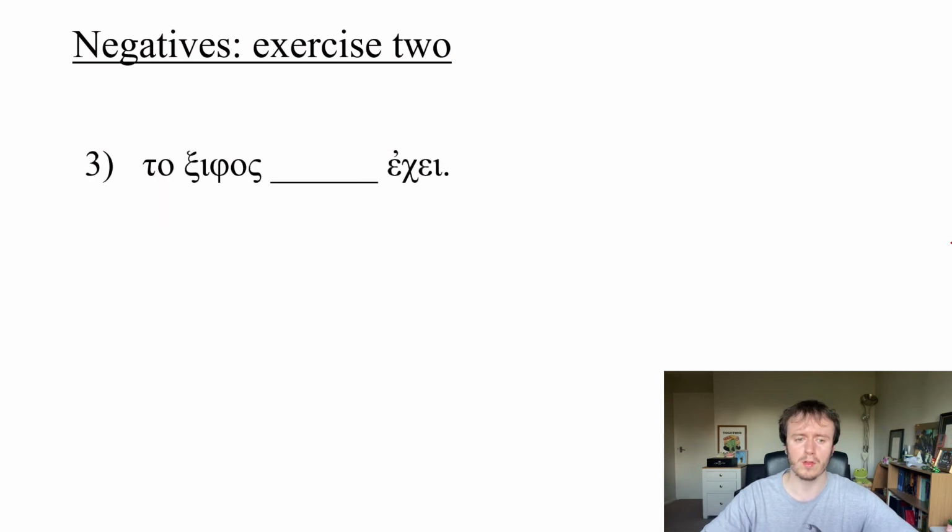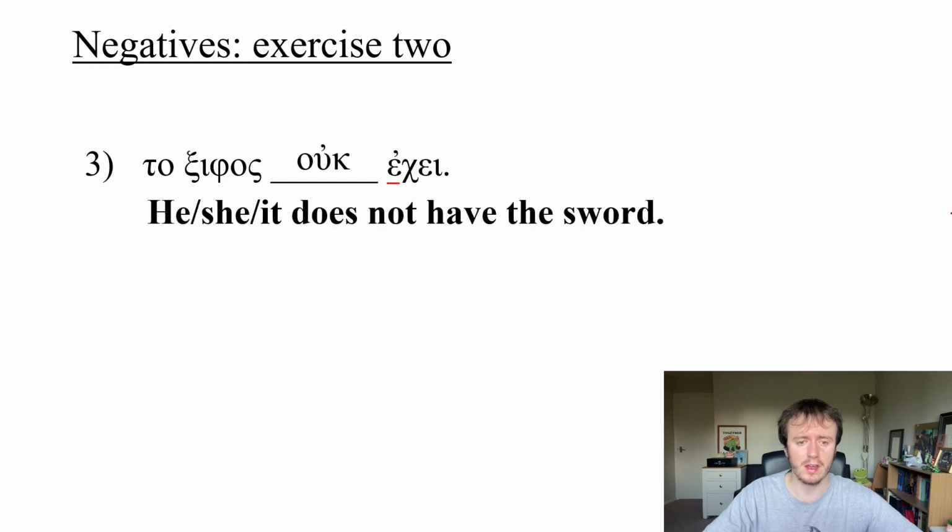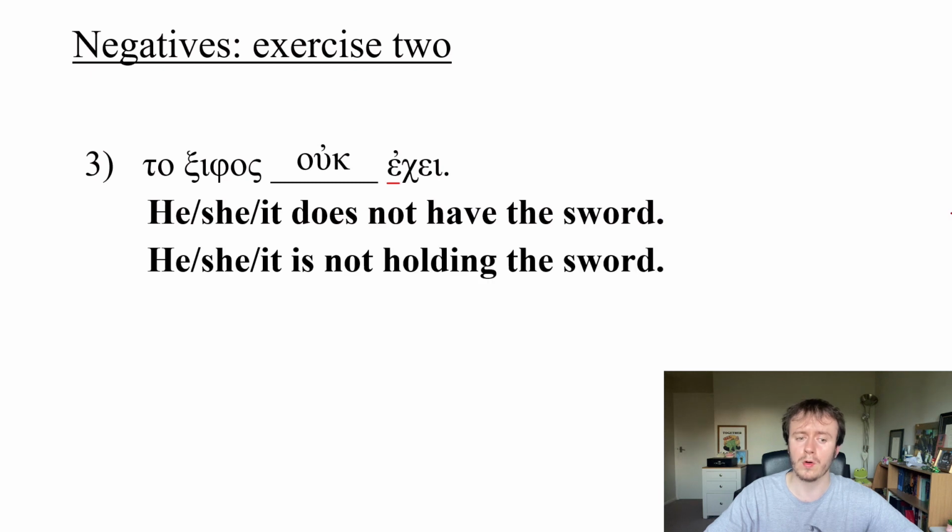Number 3 was toxipos blank eche. Here, the verb begins in epsilon with a smooth breathing, and for that reason we know that the negative has to be uk. And you should have translated the sentence as, he, she or it does not have the sword, or he, she or it is not holding the sword. Or alternatively, he, she or it does not hold the sword.